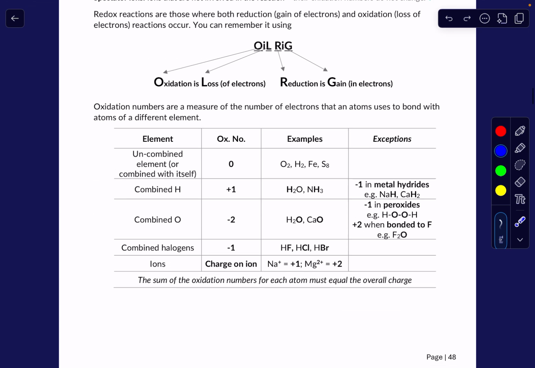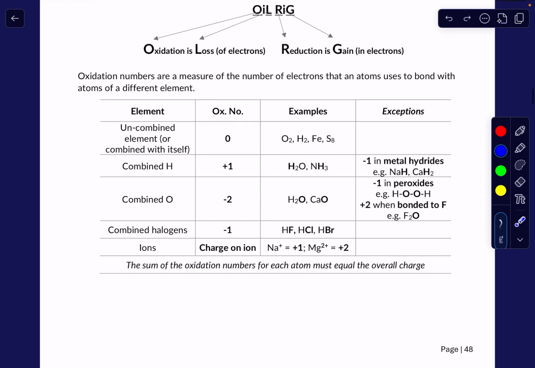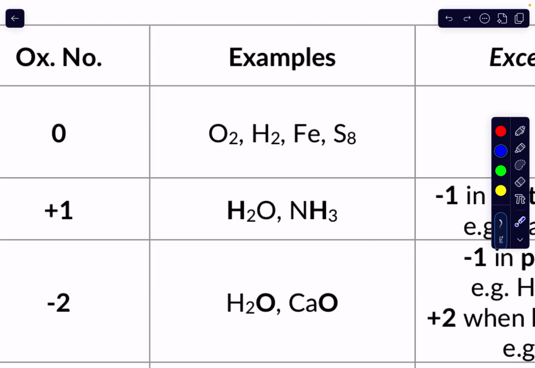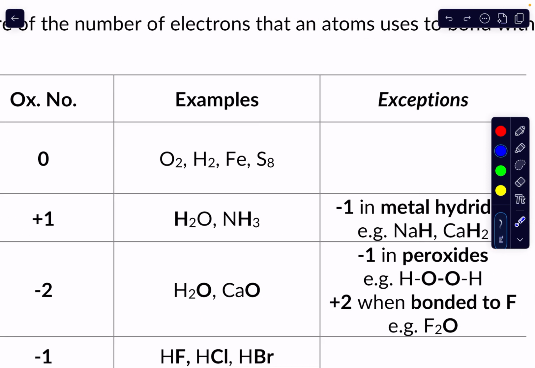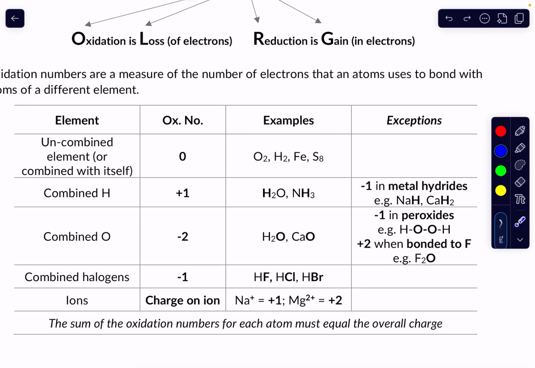Now, I've got a quick table here that gives you a general idea of how to summarize these things, and this should really help you. You don't need to remember the table off by heart, but it gives you some rules and principles that I'm going to help you out with. So an uncombined element or something by itself is going to be 0. So if you can see here, oxygen, hydrogen, Fe, and S8. Oxygen bonded to itself, 0. Hydrogen bonded to itself, 0. Fe on its own, 0. S8, this is sulfur as a molecule, bonded to itself, is 0. We keep that nice and simple.